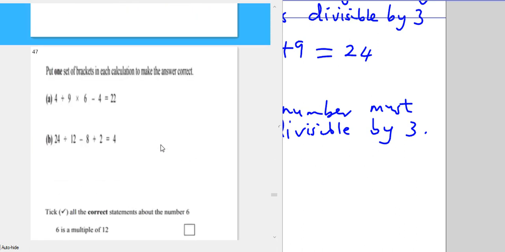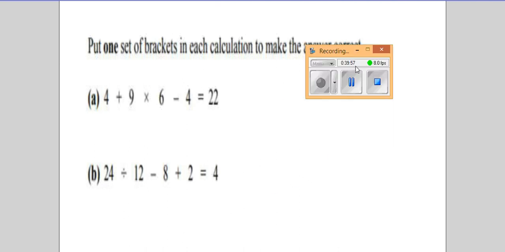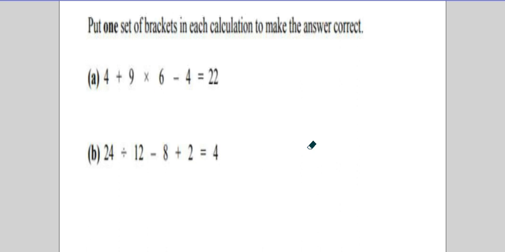We have this question here. Put one set of brackets in each calculation to make the answer correct. What we do is use the trial and improvement method. We have to generate some possibilities. Now, how many possibilities are we going to have? We are going to have almost 6 possibilities. Okay, let us see all the possibilities.